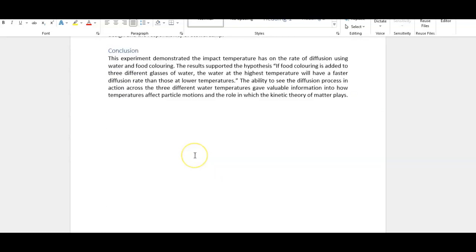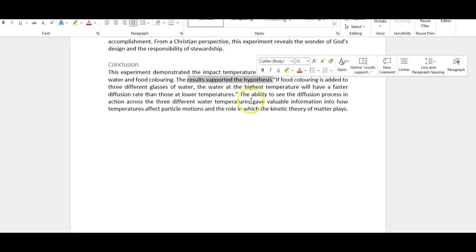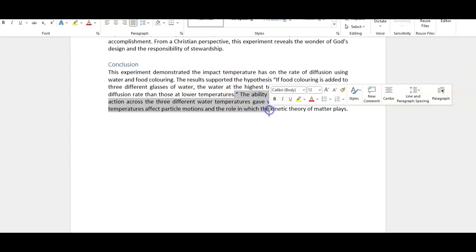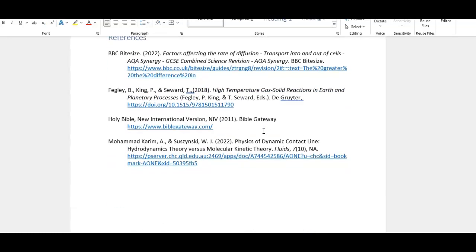The conclusion does not need to be extensive. It needs to say whether the hypothesis and the experiment went to plan. So it did demonstrate it went well. It supported the hypothesis, and it concludes about how it was effective.